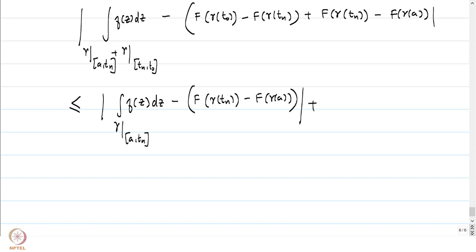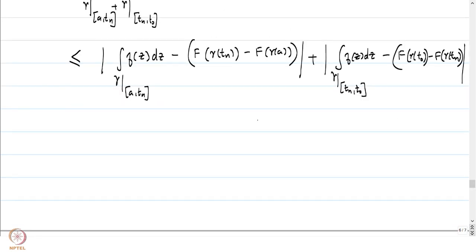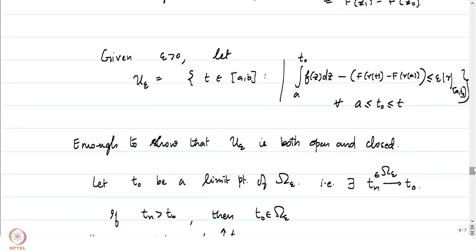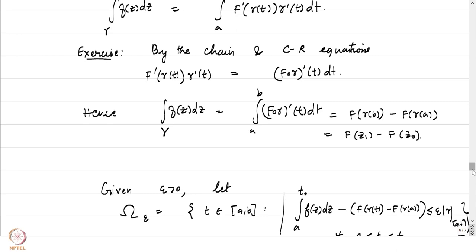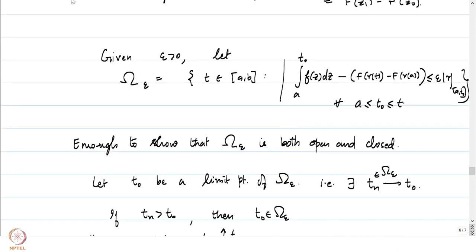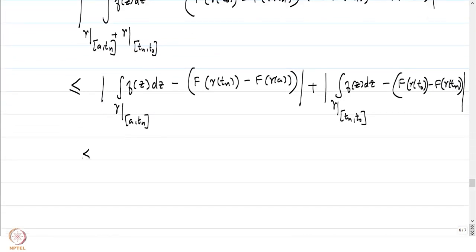This will be less than or equal to the first term being this, plus the absolute value of the integral of gamma restricted to [t_n, t naught] of f(z) dz minus F(gamma(t naught)) minus F(gamma(t_n)). Now, since t_n belongs to the set omega epsilon, remember what omega epsilon was. Okay, so I used an omega epsilon here, maybe I should change it so that it will be consistent. Yeah, so if t_n belongs to omega epsilon, then by the very definition, this condition is satisfied by t_n. That means that the first term is bounded by epsilon times the arc length of gamma restricted to [a, t_n].